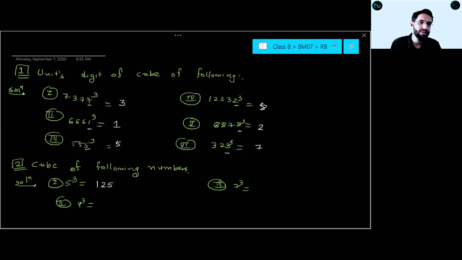Nikila, can you tell me for 9 cube? Yes, sir. 729. Are you sure? What is 9 cube then? Sir, I will just check. 9 cube is 729, isn't it, Nikila?